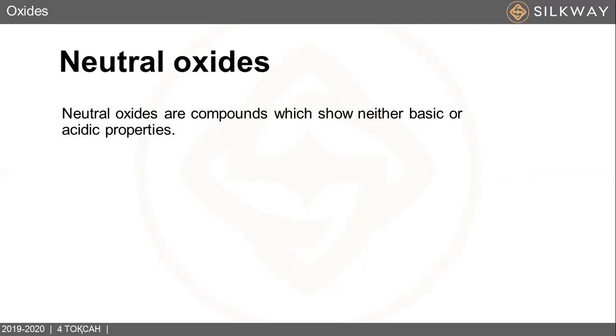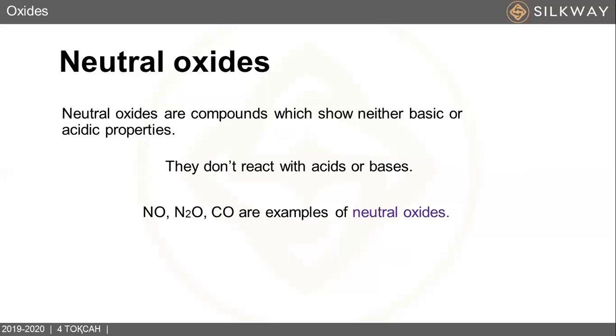Neutral oxides are compounds which show neither basic nor acidic properties. They do not react with acids or bases. Examples of neutral oxides are these oxides.